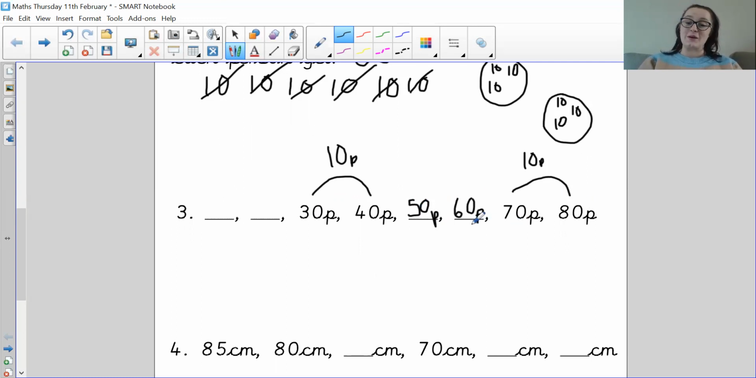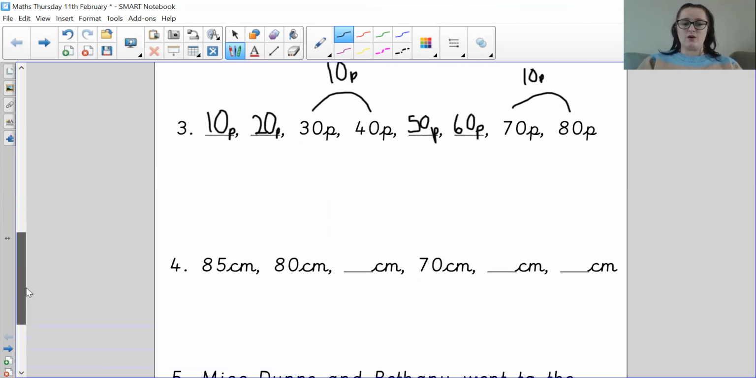So what I'm going to do, I'm going to count backwards now. 80p, 70p, 60p, 50p, 40p, 30p, 20p. There we go. And my last one would be 10p. Oh, that's a beautiful 10. I'm very impressed with that, Miss Dunn. So well done. Ding, done that one.